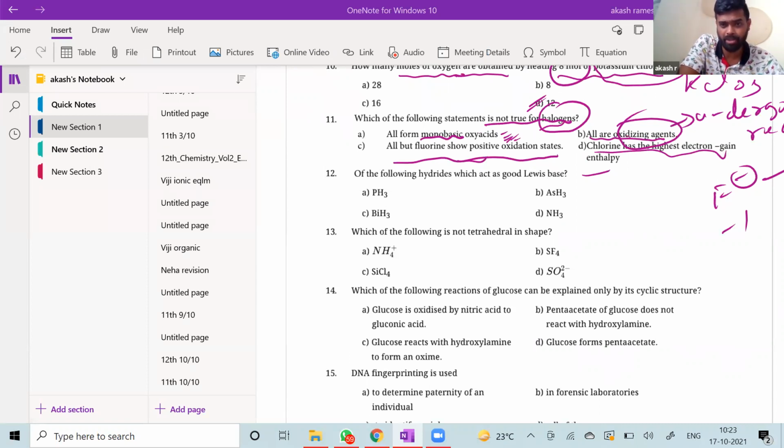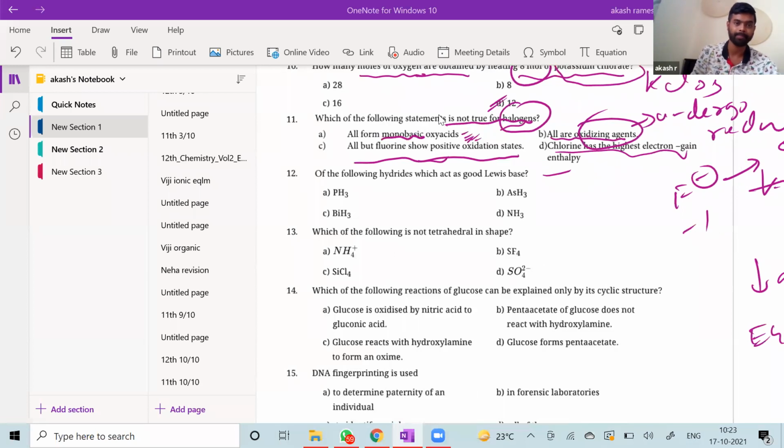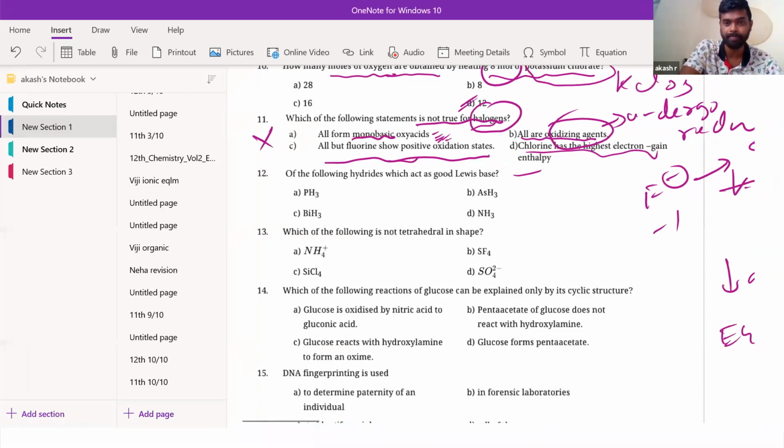What is the answer given to this question? So I don't think we have an answer key yet. Oh, you don't have the answer key yet? Okay, fine. So this question is wrong, okay? You will get the marks for this question. All the statements are correct, okay?